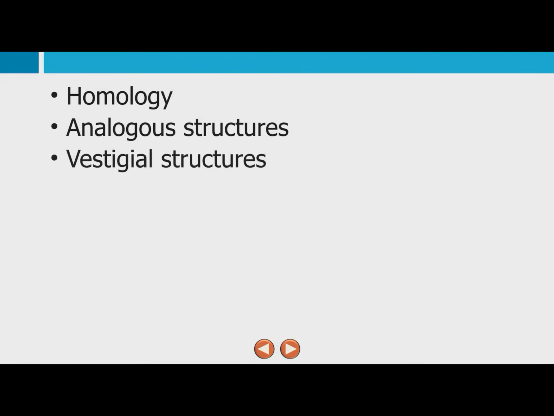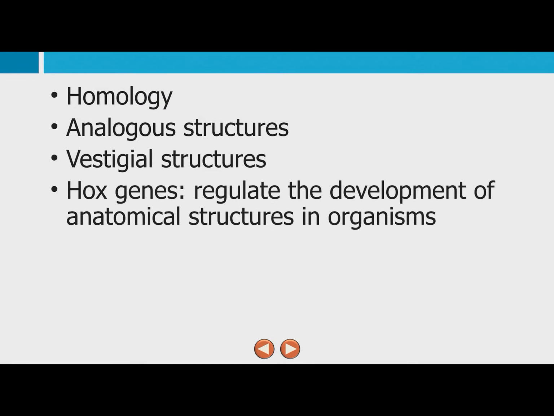Next, we see some different aspects of evolution here. We have the first one, homology. Homology is the state of having similar characteristics, whether genetic, skeletal, or some other ones. Homology would be the state of having the similar structures as we saw in that last example.